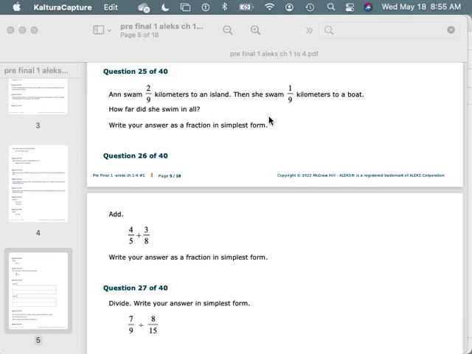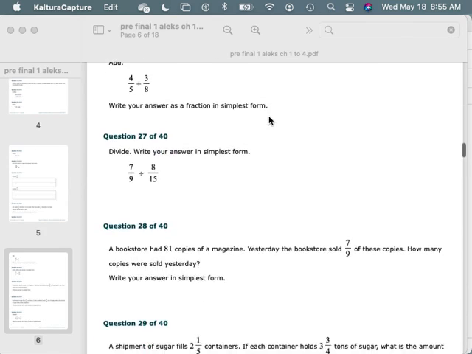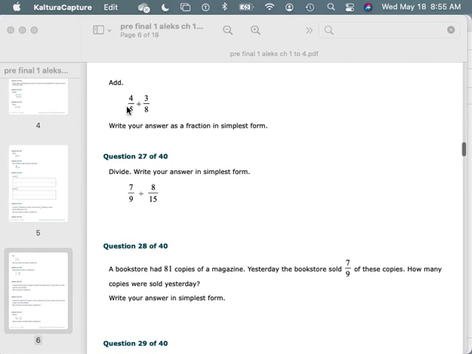Okay, question number 25. Anne swam 2/3 kilometers to an island. Then she swam 1/3 kilometers to a boat. How far did she swim in all? Addition. And then we would get 3/3, wouldn't we? I'm doing it for you. We would add 2/3 and 1/3, and we get 3/3. And then we would write our answer as a fraction in simplest form, so it would be what? 3/3, divide the top by 3, and divide the bottom by 3. 1/1.